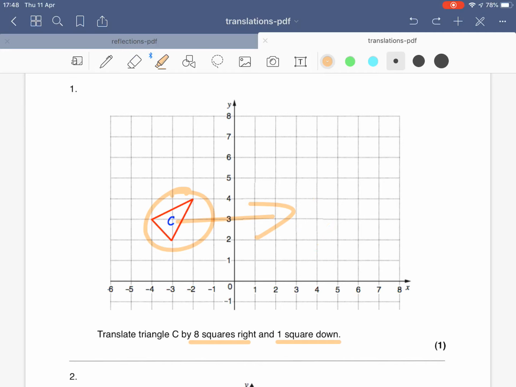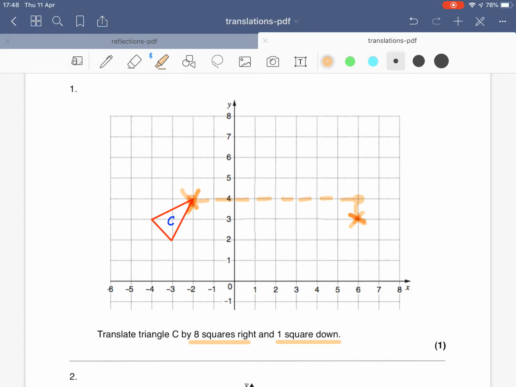Okay, so it's not that hard. You just got to move the shape. So pick a point and stick to each point. So do all 3 points, but do one at a time. So I've got to move this 8 to the right. So I'd go 1, 2, 3, 4, 5, 6, 7, 8. So that point is going to be here. Then I need to go 1 down. Okay, so that's going to be down here. So this is going to be my new point. So this point is now here.